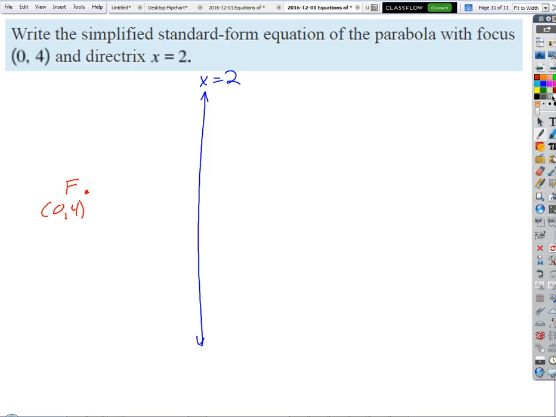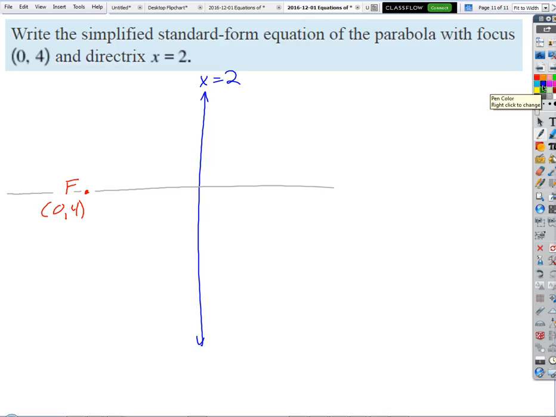And so then, I know that the axis of symmetry of the parabola is going to be horizontal. It's going to open sideways, isn't it? So let's just draw this. This is going to be the axis of symmetry of the parabola, right? If we want to add that.